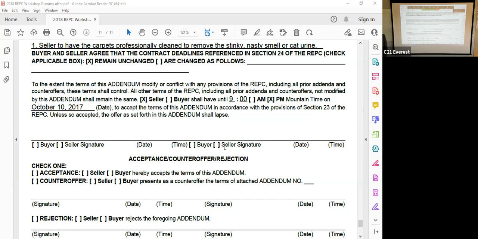On the contract. On the REPC, yeah. So it's what the REPC actually says? Is that what you're saying? Yes, but it would depend if they accept it or counter it, whatever they accept on.